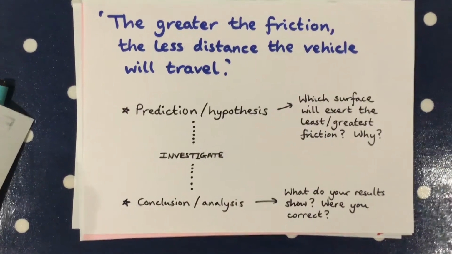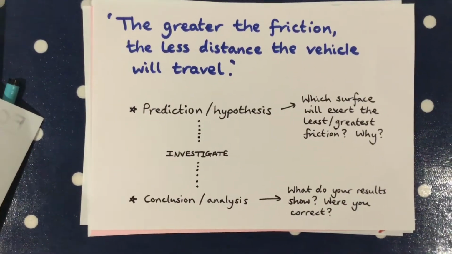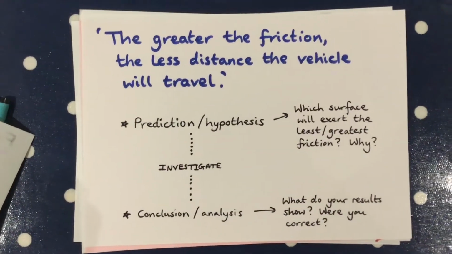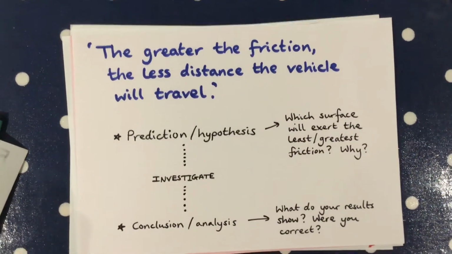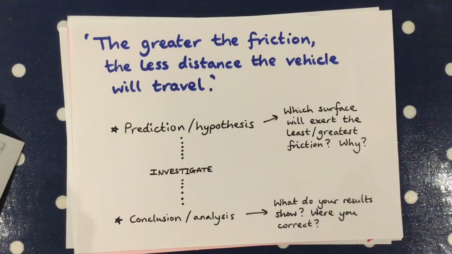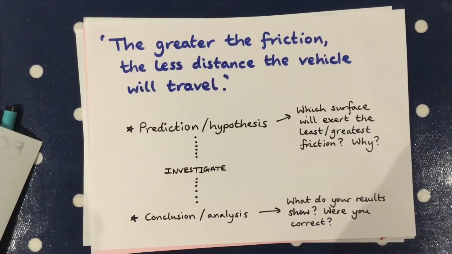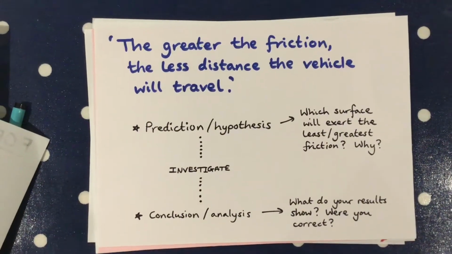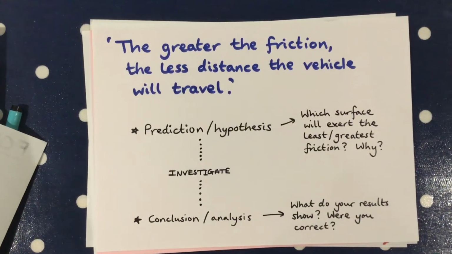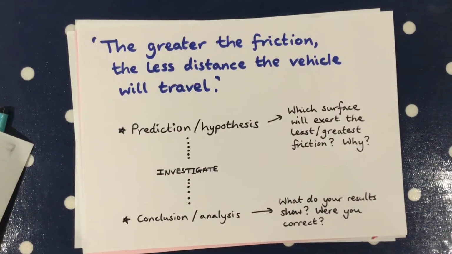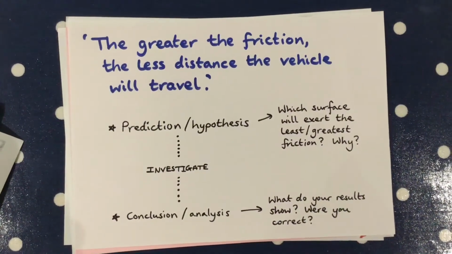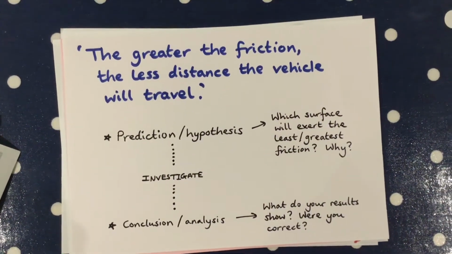Once your investigation is complete, then you can do your conclusion or your analysis. So that is looking at what your results show. Was it correct, what you predicted? Was it incorrect? The scientists often find that what they predicted was in fact incorrect. So it's looking then at what would you do differently the next time? How could you have improved your investigation? Was your investigation fair?